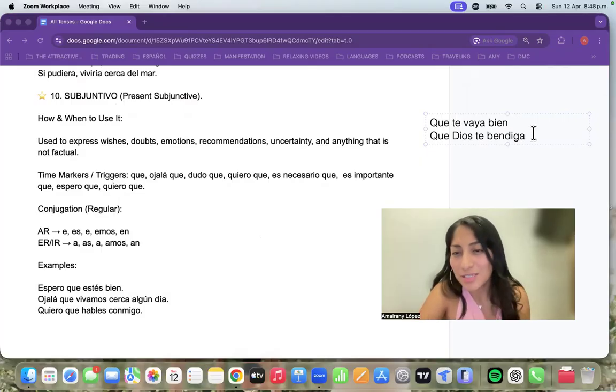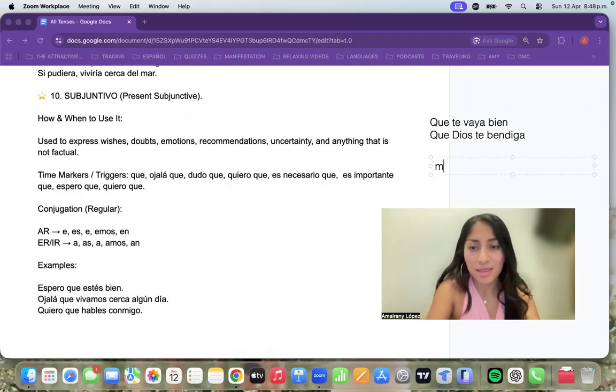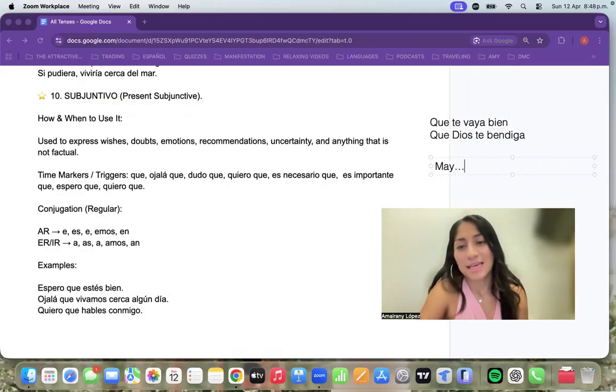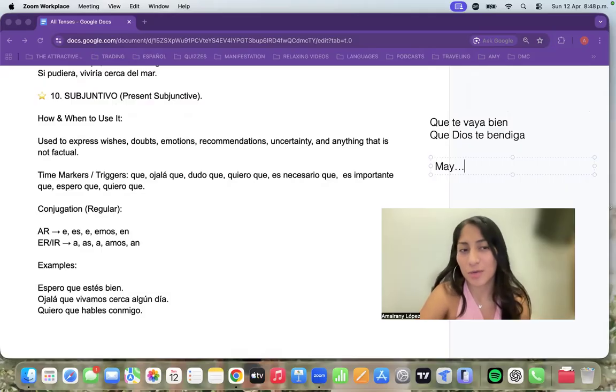Something similar to this in English would be "may things go well with you" or "may God bless you." So the "may," like this, is in a way something that could be close to what we have here in Spanish, the subjuntivo. So again, you are expressing a hope for someone else.